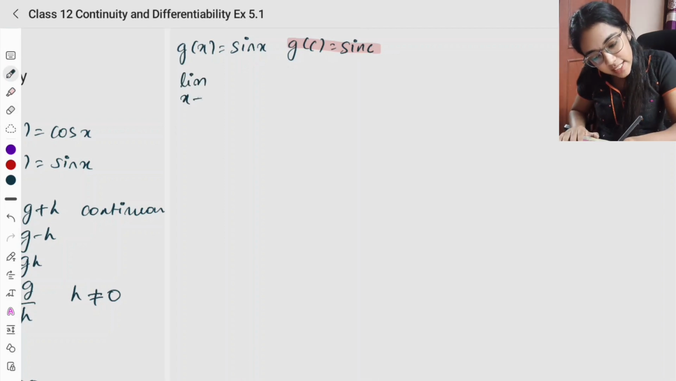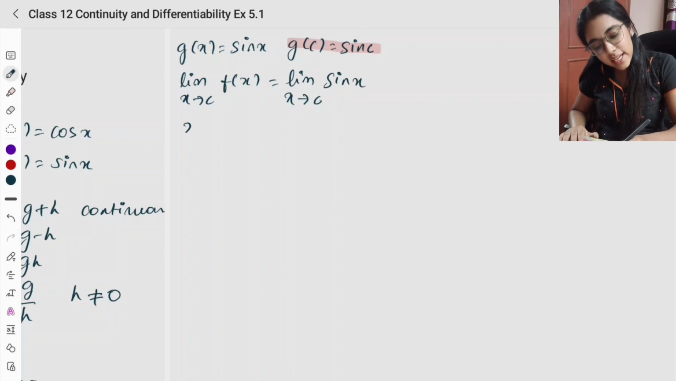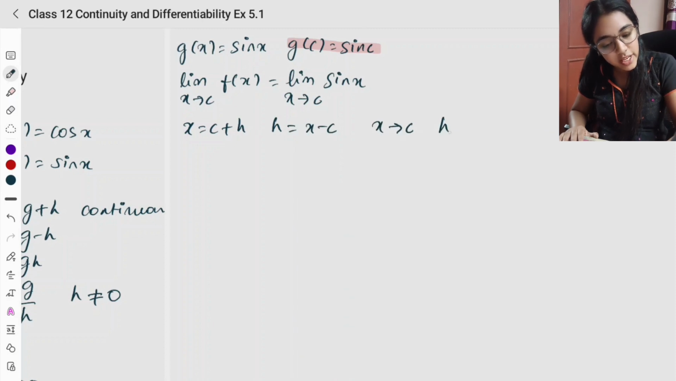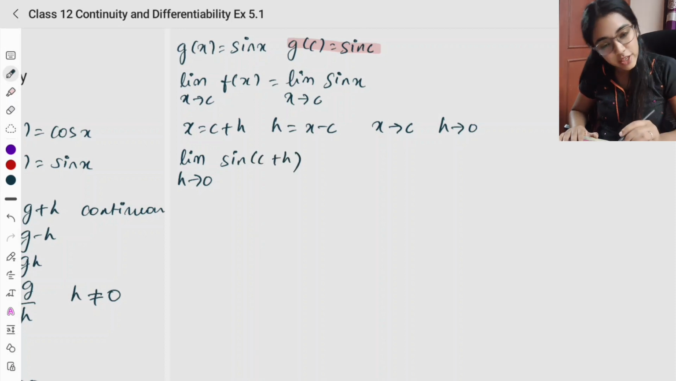Limit x tends to c of f of x, which is going to be limit x tends to c of sin x. You should not substitute the value directly. X is equal to c plus h in edutha. H is going to be x minus c. X tends to c, so h tends to 0. Okay, very very similar. So limit h tends to 0 of sin of c plus h. போன questionல sin of c plus h என்ன formula பார்த்தோம்?